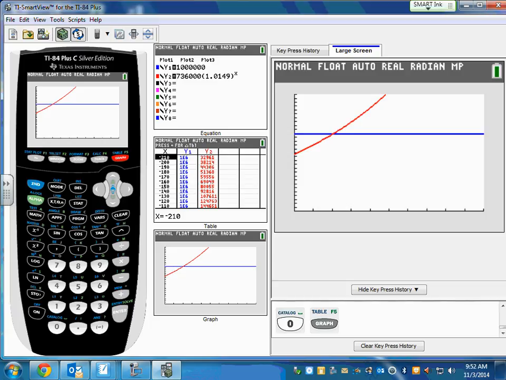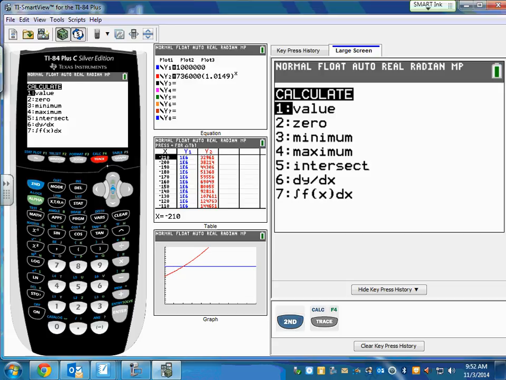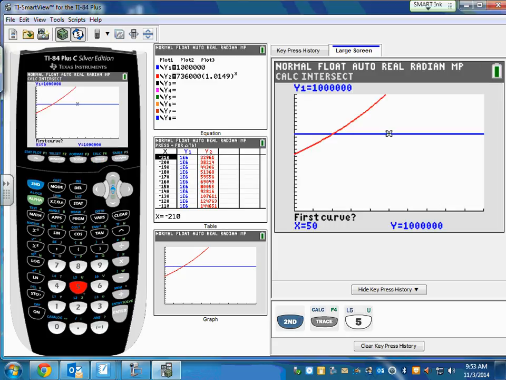So, here we go. Let's clear my key history so maybe you can watch this. I'm going to hit second, trace. Calc is your favorite button on your calculator, because on calc, you can find a value, you can find zeros, minimums, maximums. What we're going to do is number 5 here. We can find where two curves intersect. First curve. And when you only have two curves, it's going to ask you what's the first curve, what's the second curve. But if you just hit enter, it'll jump to the other curve.